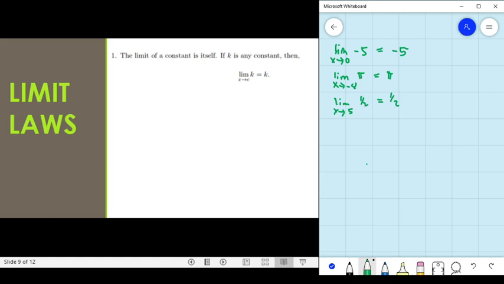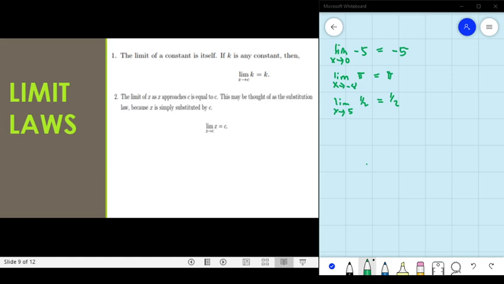Okay, next is we have the second law or the second theorem, which talks about the limit of x as x approaches c is equal to c. So this can be thought of as the substitution law because x is simply substituted by c. So therefore, if we have for example, the limit of x as x approaches c is equal to c. Okay, and some specific examples.